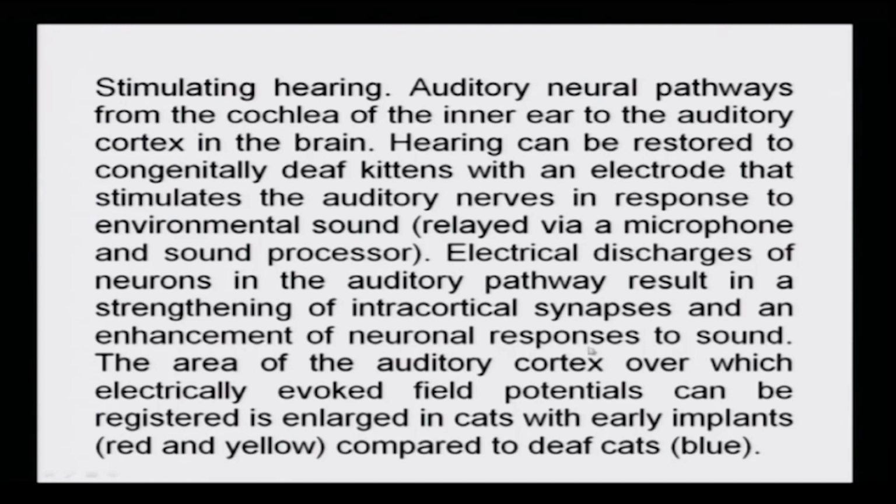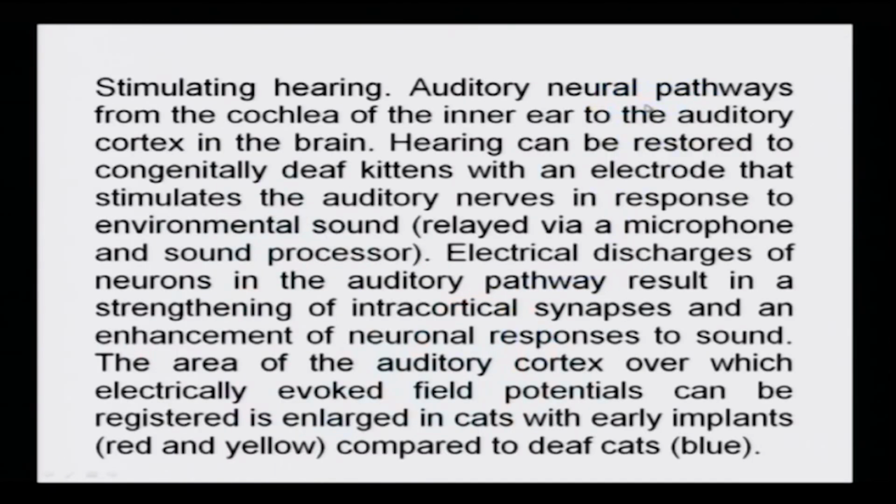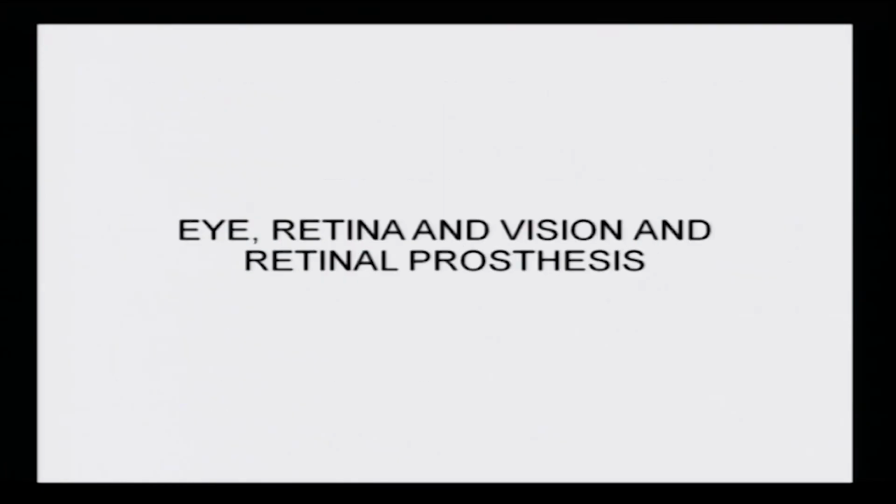The area of the auditory cortex over which electrically evoked field potential can be registered is enlarged in the cat with early implant, red and yellow, compared to the deaf cat, which is in blue. So, this is how it looks. Here the blue shows the deaf cat, and the red and yellow show the implanted cat. This is what I wish you would go through a bit carefully.